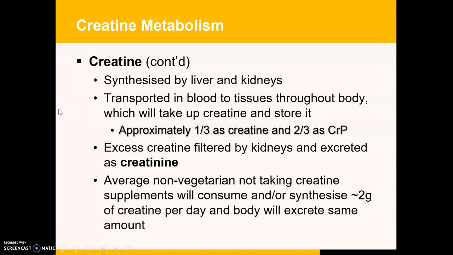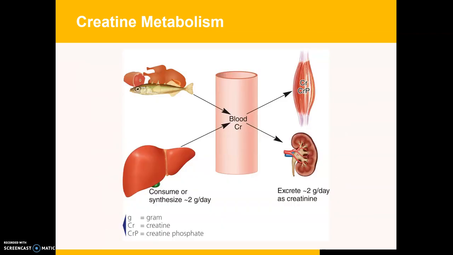Okay. So whether consumed or produced by the body, creatine is transported in the blood to tissues throughout the body. Tissues such as skeletal muscles will take up creatine from the blood and store it approximately 1/3 as creatine and 2/3 as creatine phosphate. Okay, so this is creatine metabolism.